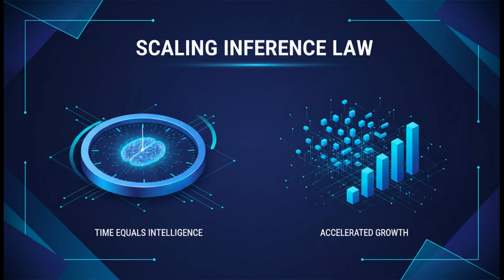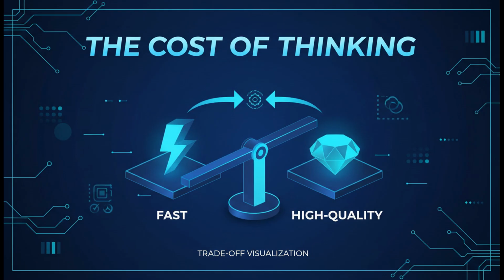There is a rule in AI called the scaling inference law. It says that for hard problems, giving a model more thinking time or more tokens to reason actually makes it smarter than using a larger, more expensive model that isn't allowed to think. There is a trade-off. Chain of thought uses more tokens, the units of AI thought, which means it can be slower and slightly more expensive to run. You have to decide if the extra accuracy is worth the wait.